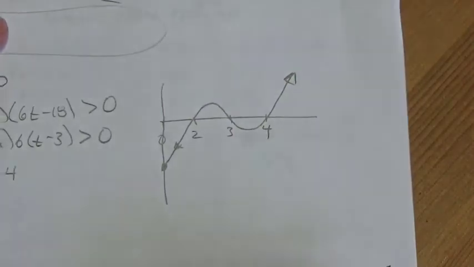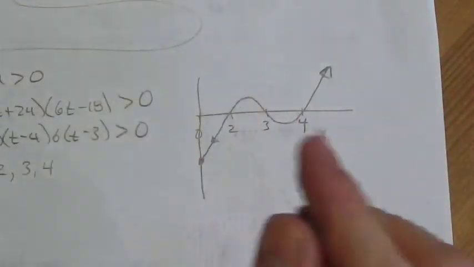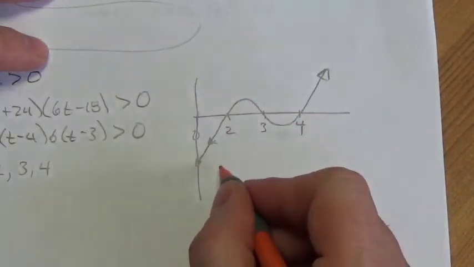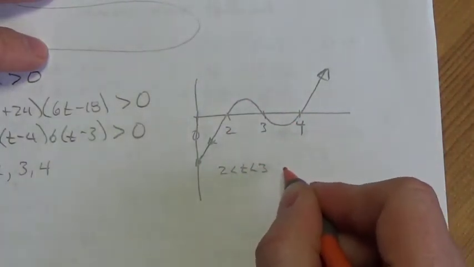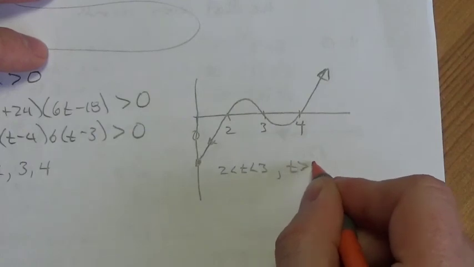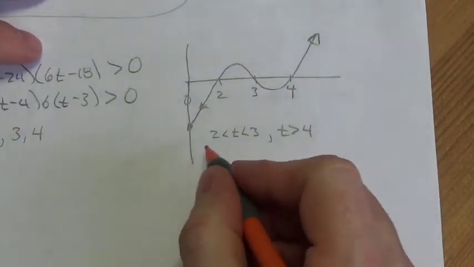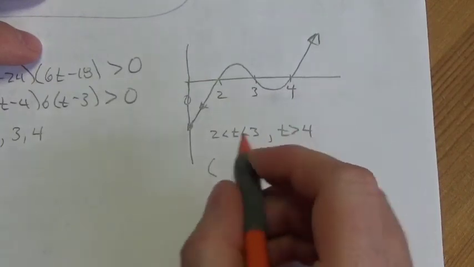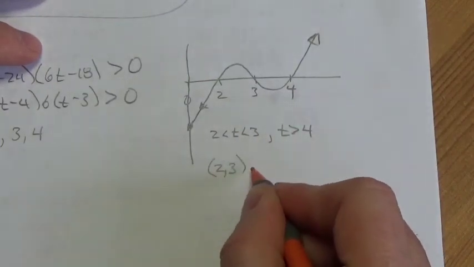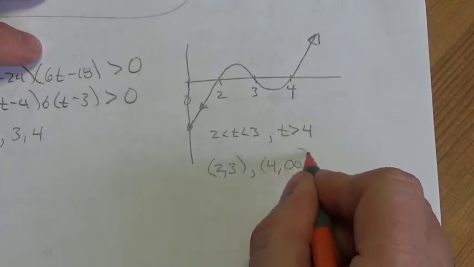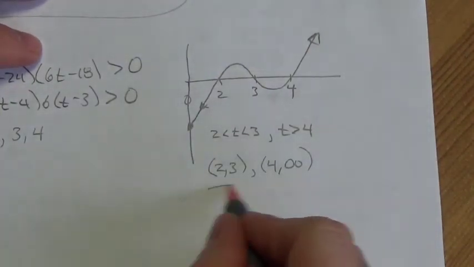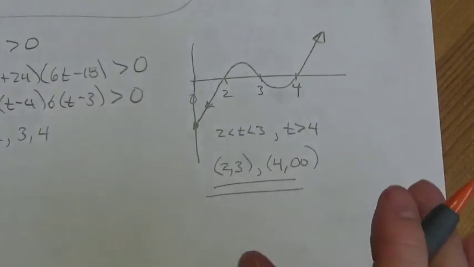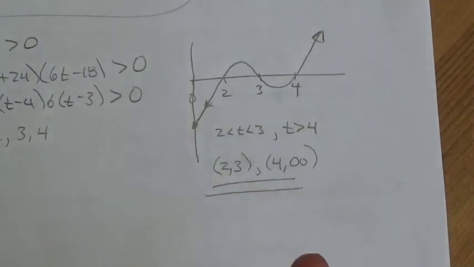So where is this graph positive? It's positive between 2 and 3, and where t is greater than 4. Using interval notation, this is speeding up between 2 and 3 and from 4 out to infinity. Those are the time intervals over which this thing is speeding up. I hope you see the connection between what we just did and what we were doing with velocity and how velocity relates to displacement. Very similar sort of relationship.